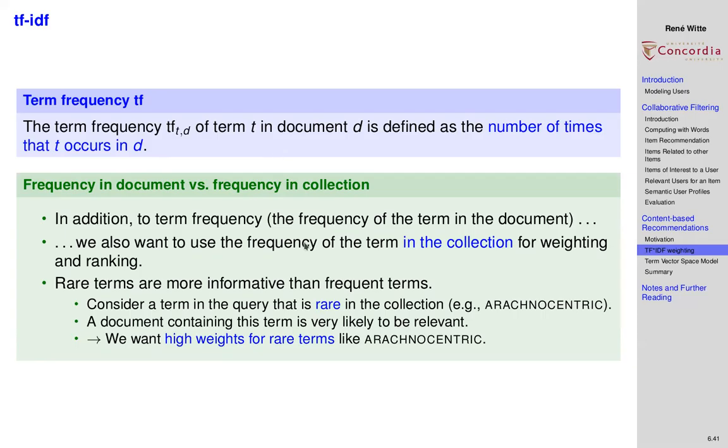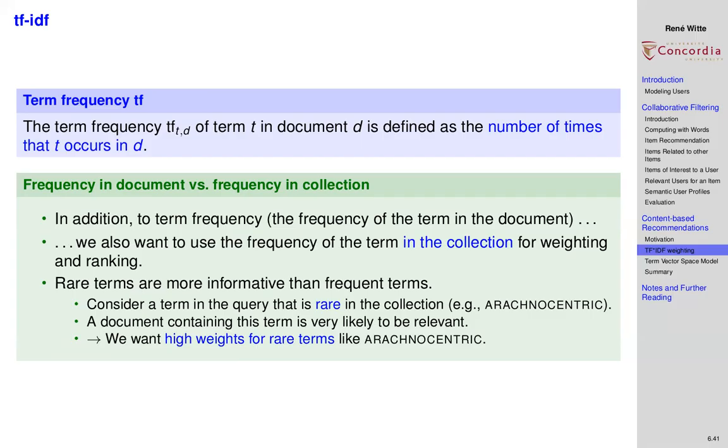So here we are going to do another refinement, and we're going to look at how frequent a term is, not just for a document, but in the whole collection. The motivation behind this is that terms that are very rare are more informative than terms that appear very frequently. And we want to give a higher weight to these rare terms when we do a retrieval or a recommendation.